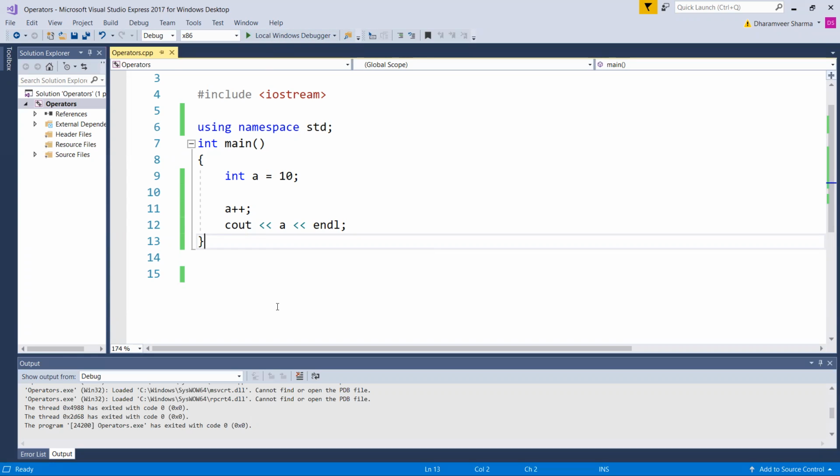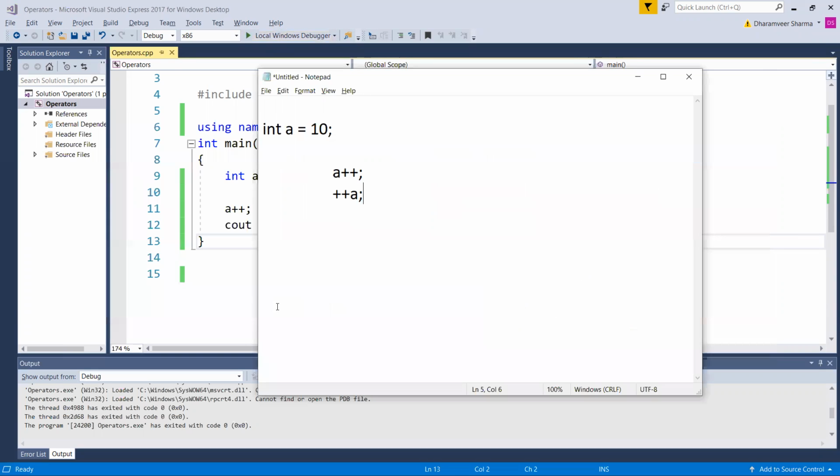Now try to understand. This is something again very important. When we use increment or decrement operator in isolation, these expressions are isolated expressions, right? So there is no difference between the two. There is no difference at all.